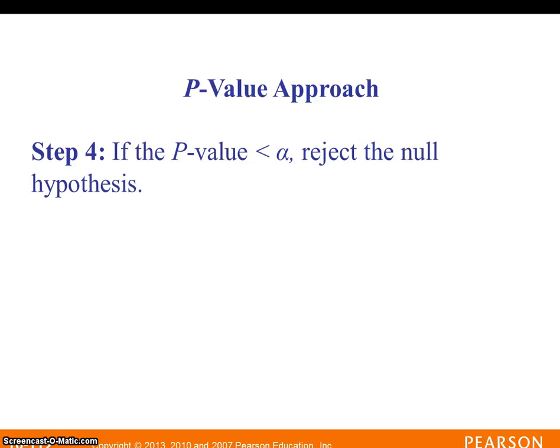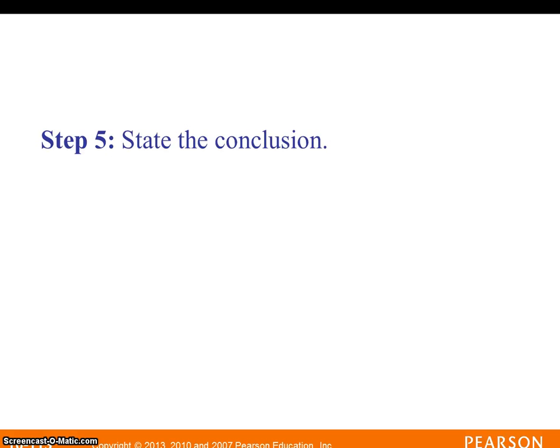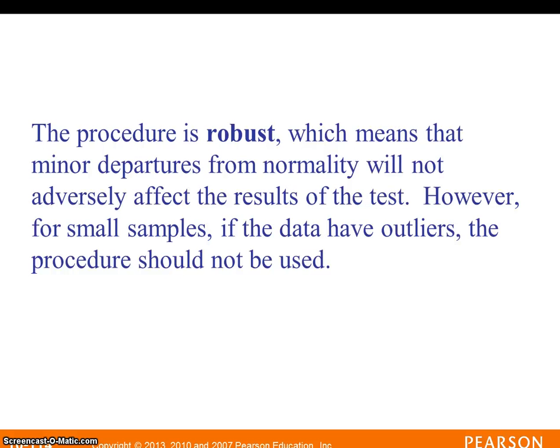If the p-value is less than the alpha value, for the p-value approach, you reject the null hypothesis just as before. And don't forget to state the conclusion: once you've determined whether the null hypothesis is rejected or not, you actually state in words what the conclusion is. This procedure is robust, which means that minor departures from normality will not adversely affect the results of the test. However, for small samples, if the data has outliers, the procedure should not be used, and we'll have to rely on nonparametric tests, which are talked about in chapter 15.